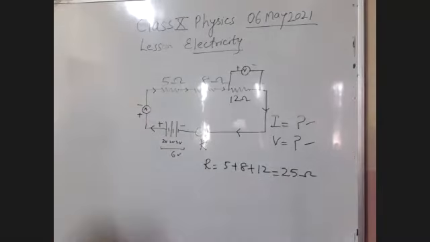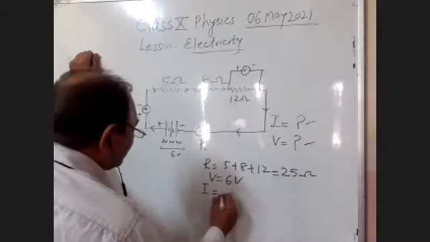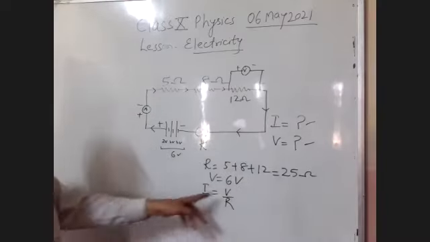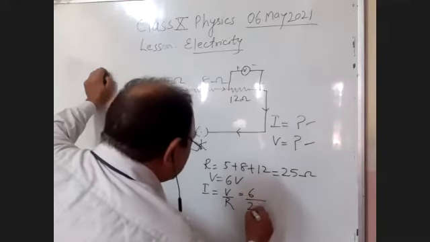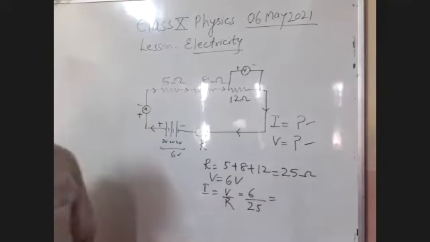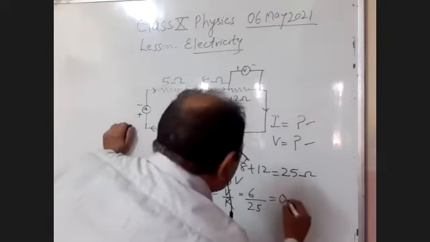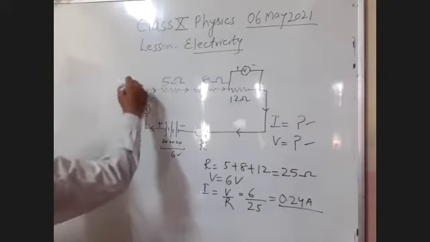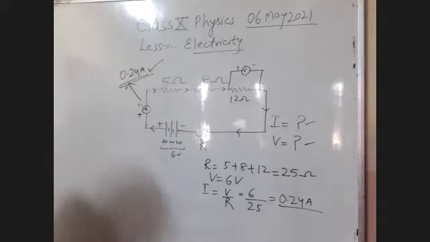Is it clear, students? Now our potential difference V is given as 6 volt. Now I'll calculate the value of I. V is equal to IR, and I is equal to V by R. So I'll use this formula: 6 divided by 25. When I solve this, it will be 0.24 ampere. So the ammeter will read 0.24 ampere. Now this is the first answer, students.